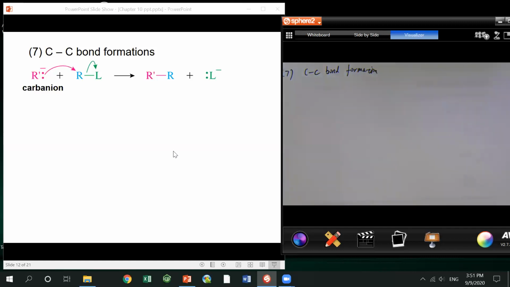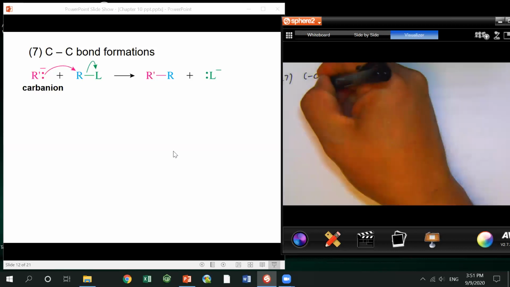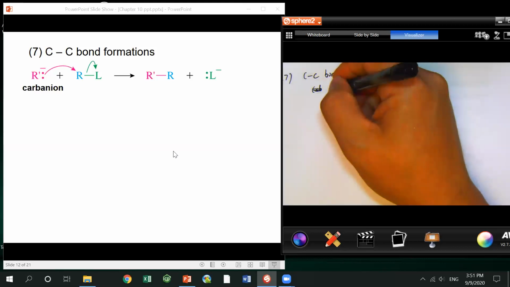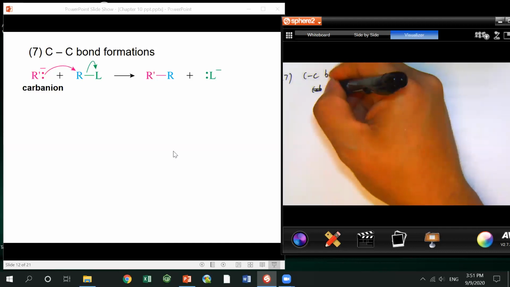All right. Carbon-carbon bond formation, like I showed on the screen. So we generally have some carbon minus nucleophile, called a carbanion.